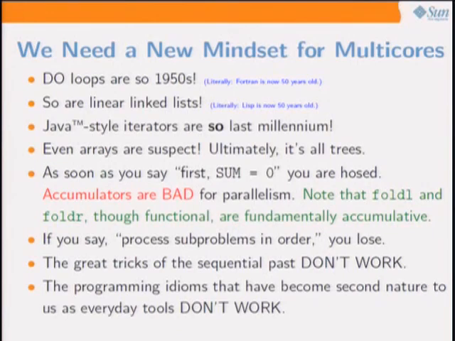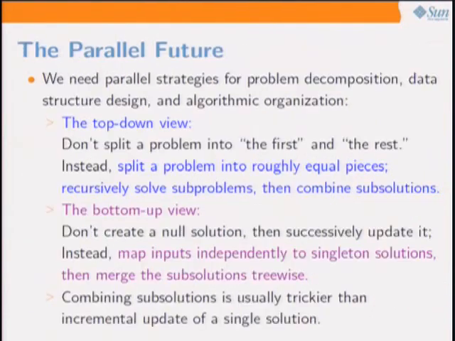In fact, array indexing relies on addition hardware, which itself is log time. It's extremely fast log time because it uses carry save adders and very clever circuits, but it's still log time. In effect, it's all trees down there. As soon as you say to yourself, first I'm going to set sum to 0, you're already hosed for parallelism. Accumulators are bad. Notice that foldl and foldr, though functional, are fundamentally accumulative in their approach. As soon as you say process subproblems in order, you lose. The great tricks of the sequential past won't work for parallelism.